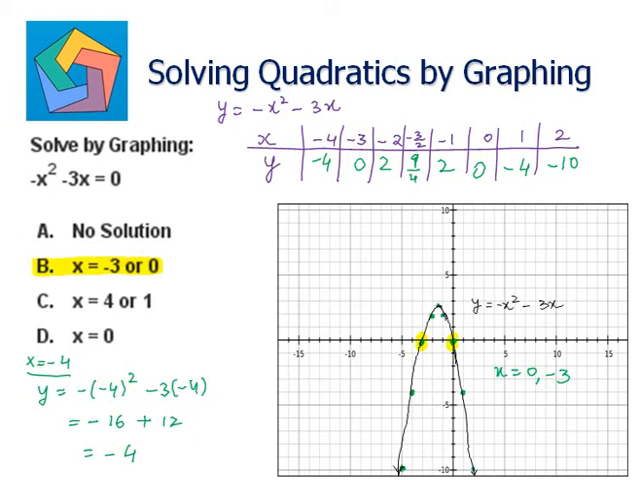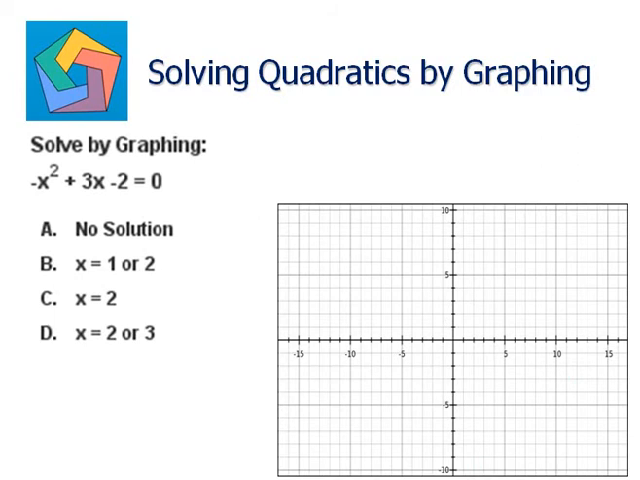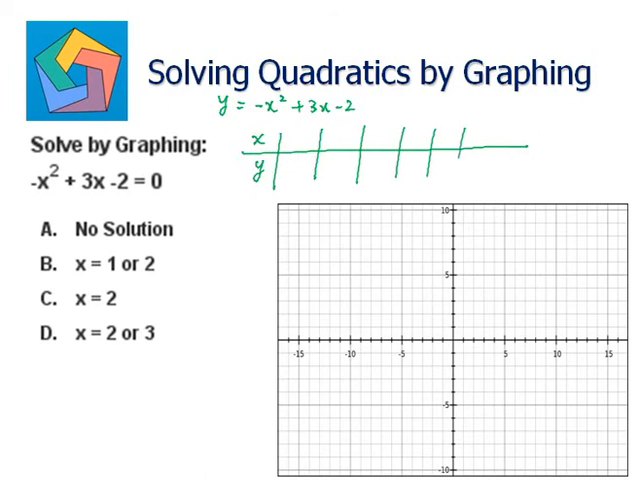Next problem. Solve by graphing. Negative x squared plus 3x minus 2 is equal to 0. So let's take y is equal to minus x squared plus 3x minus 2. T-chart, x, y. Let me take the values. I'll take x values as negative 1, 0, 1, 3/2, 2, 3, 4.